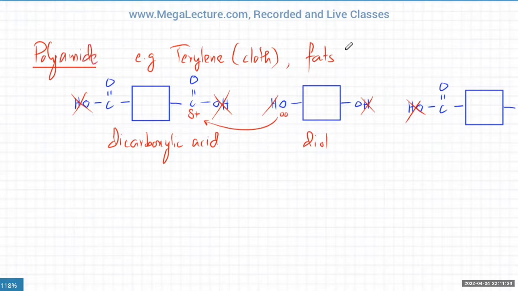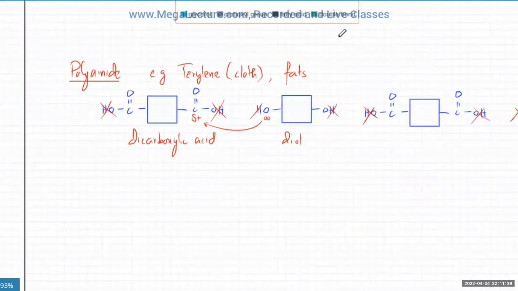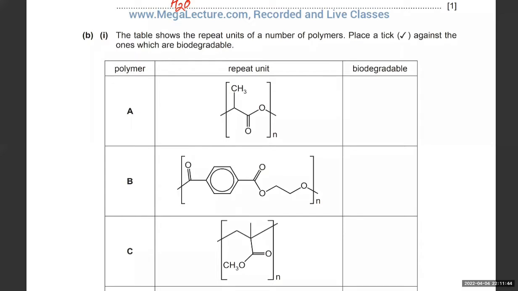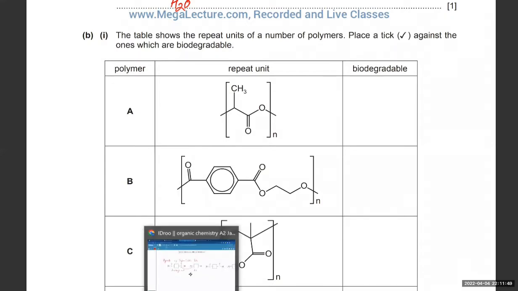Or no, Iman, we're doing a past paper. We're just trying to cover the... It's a question on... I mean, the question is about condensation polymers. So we're going to just quickly cover this very quickly.